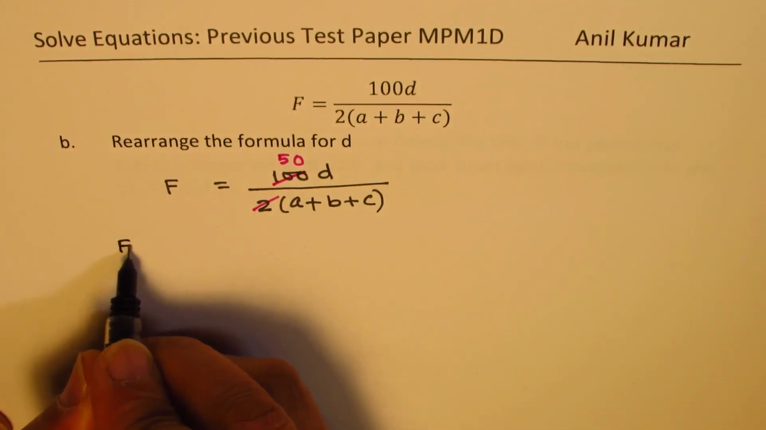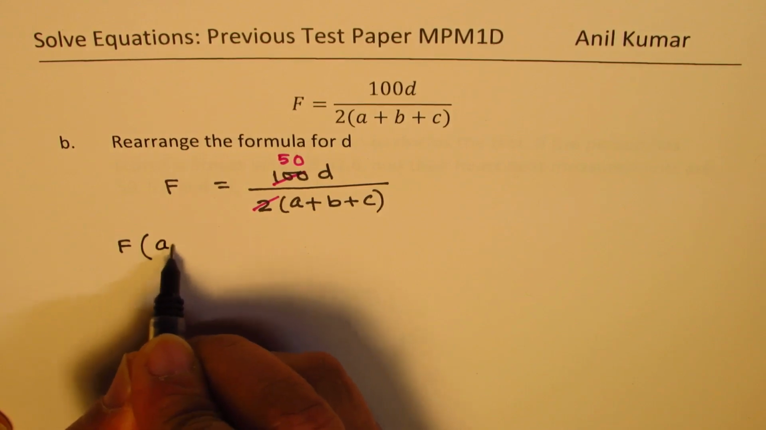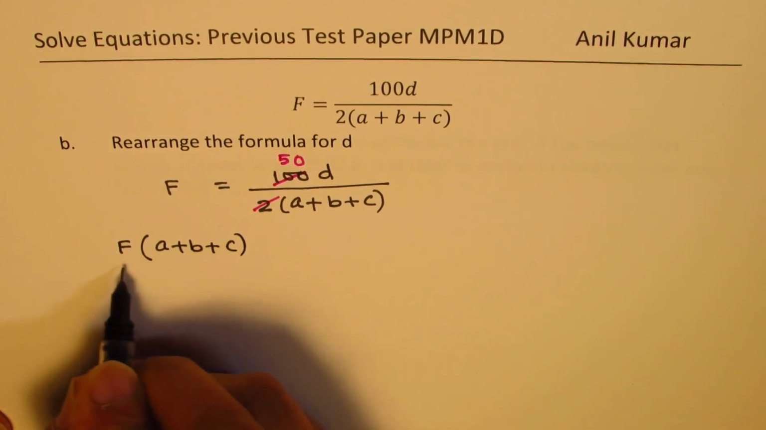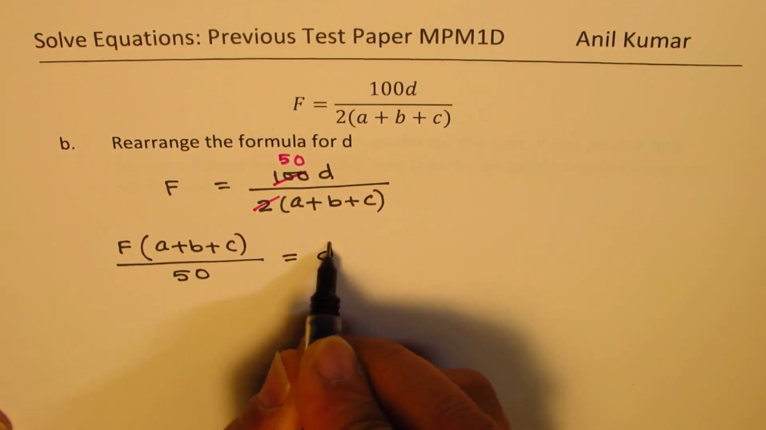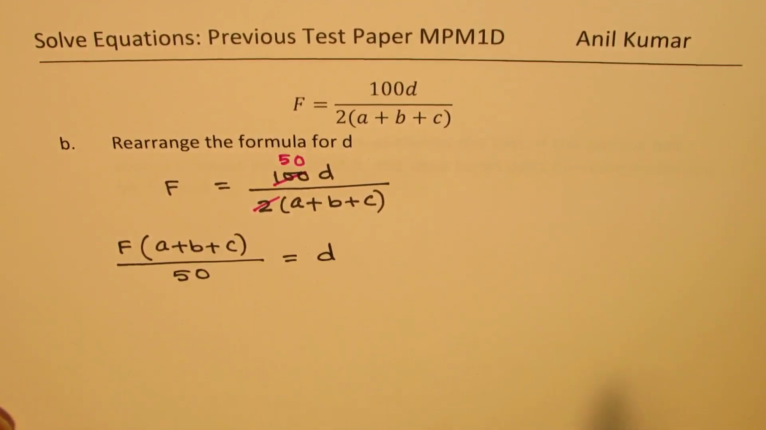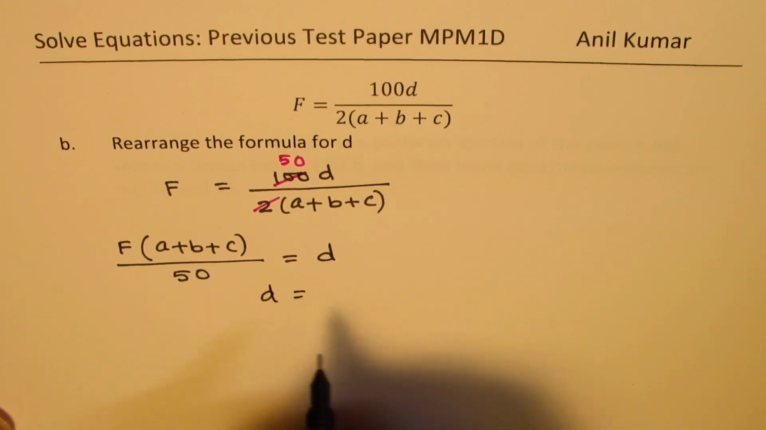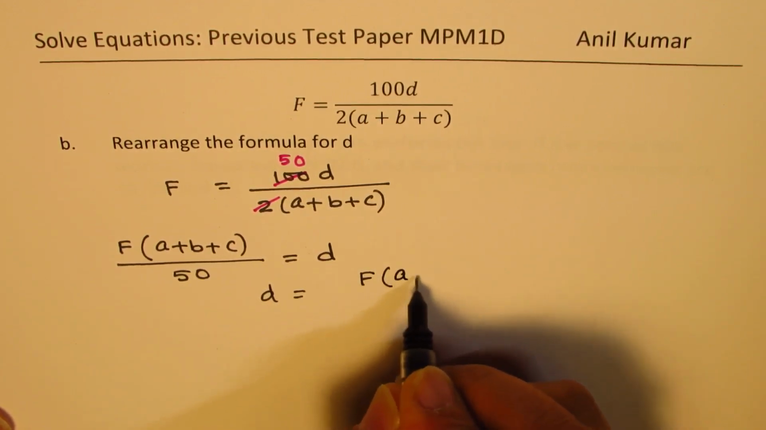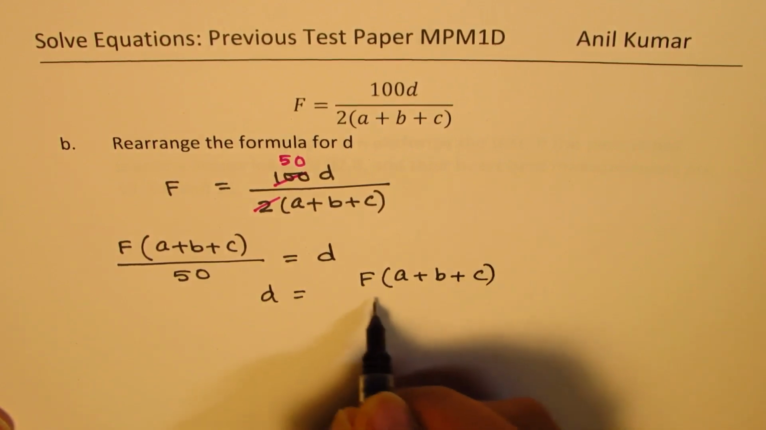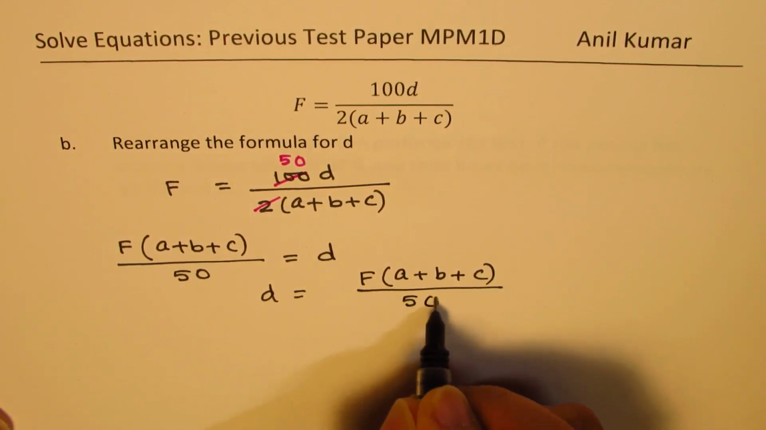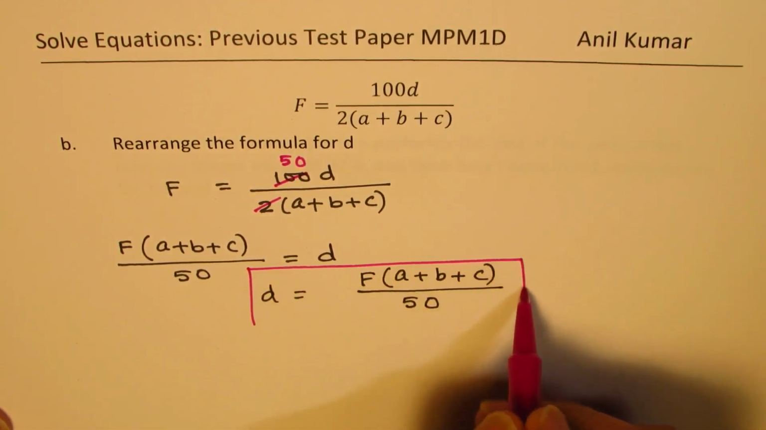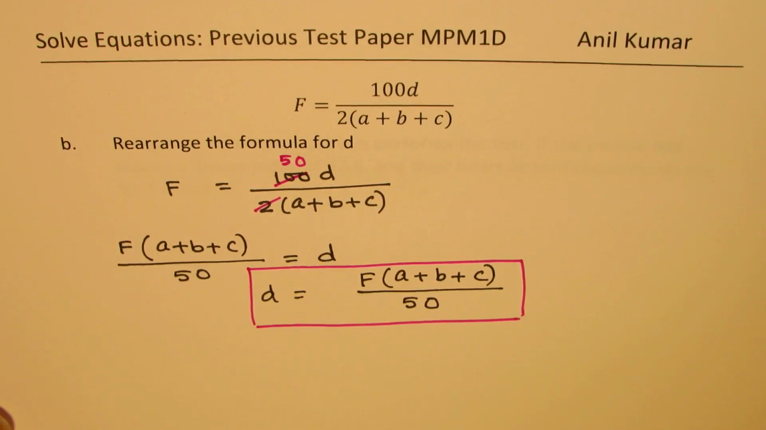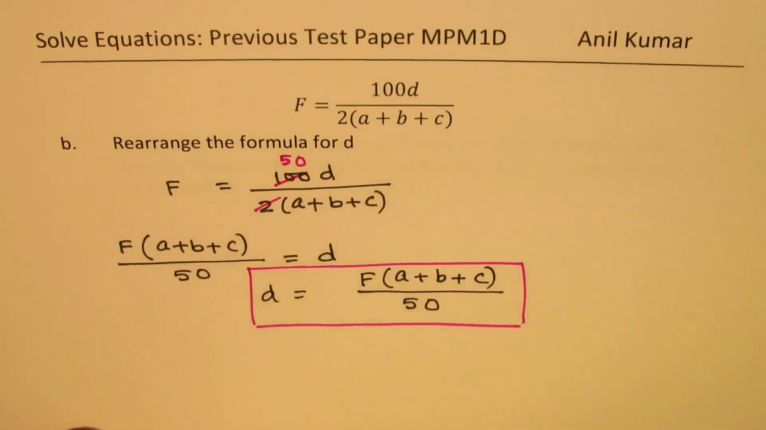So we get F times A plus B plus C divided by 50 equals D, right? So in terms of D, we could write this formula as D is equal to F times the sum of the 3 ratings divided by 50. Is that clear? So that becomes our rearranged formula to find the value of D. D is the time in seconds to do the exercise, right?